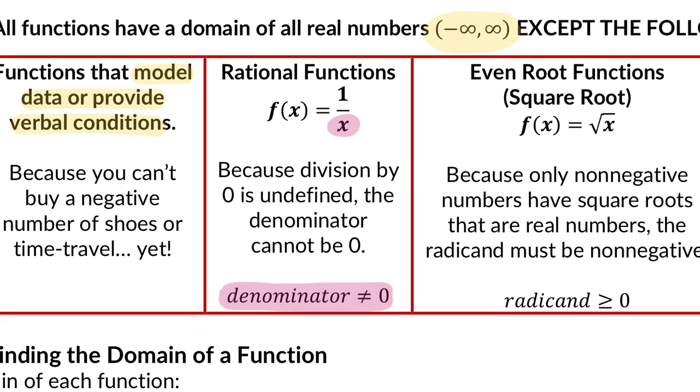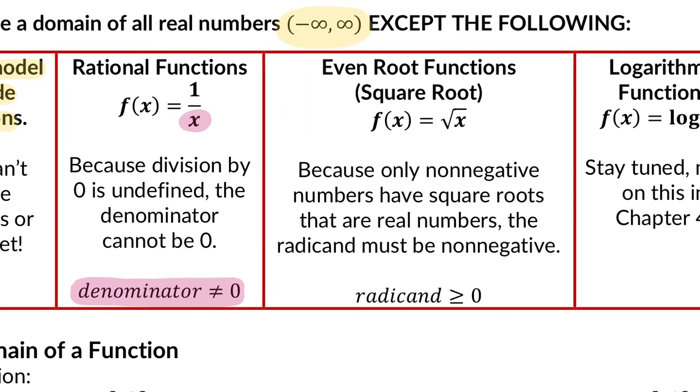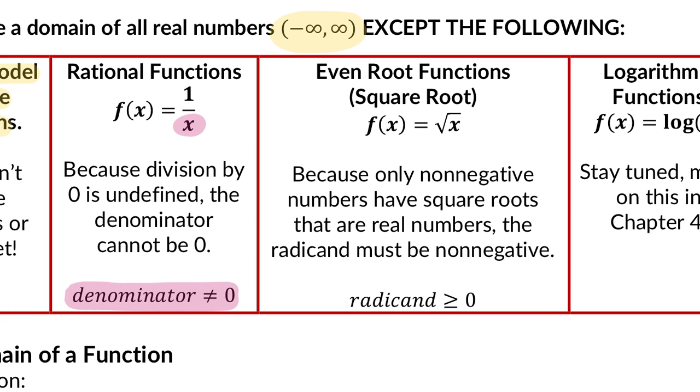The next type of function that has a restriction, meaning not all real numbers for its domain, is the square root function. For the square root function, because you cannot take the square root of a negative number, you're going to have to take that radicand, which is the stuff underneath the square root, and set it greater than or equal to 0.